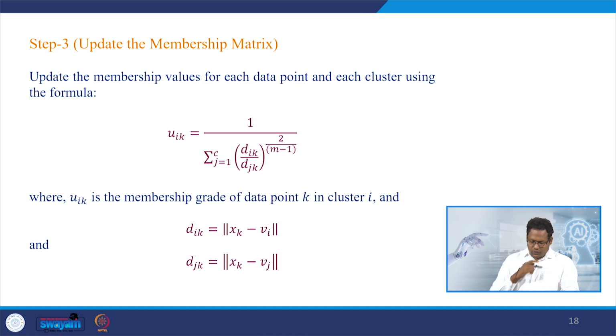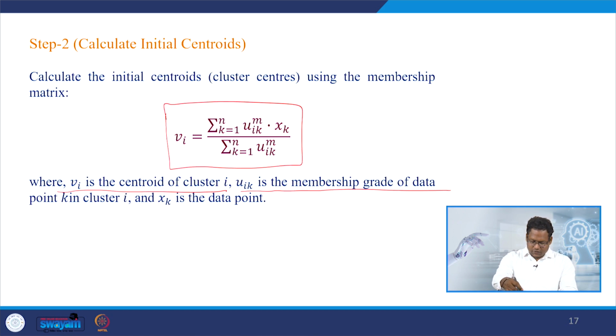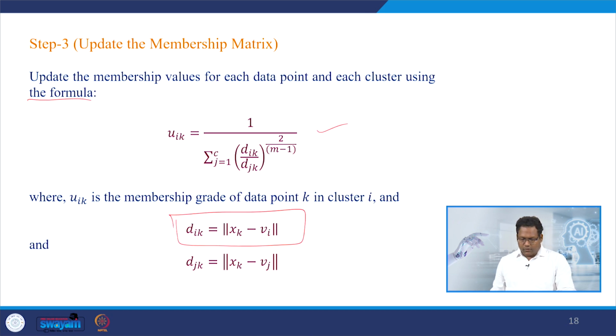Now, step 3 is update the membership function or membership matrix precisely. So, update the membership values of each data point and each cluster using the formula u_ik equal to 1 upon summation over j equal to 1 to c of (d_ik upon d_jk) power 2 upon m minus 1, where u_ik is the membership grade of data point k in cluster i, and d_ik is given by the Euclidean distance between x_k and Vi, and d_jk is the Euclidean distance between x_k and Vj, where Vj, Vi are the centroids.